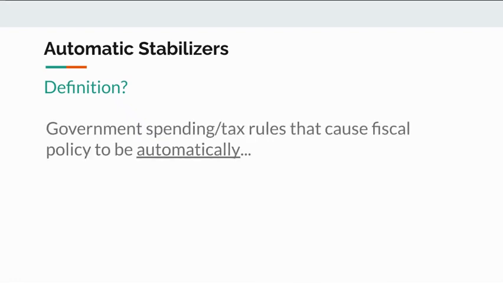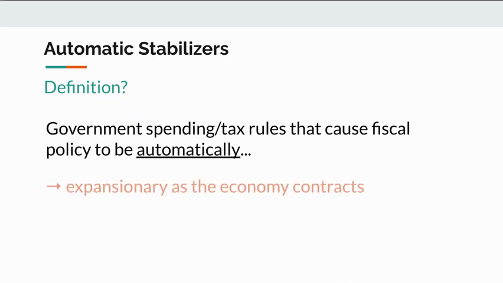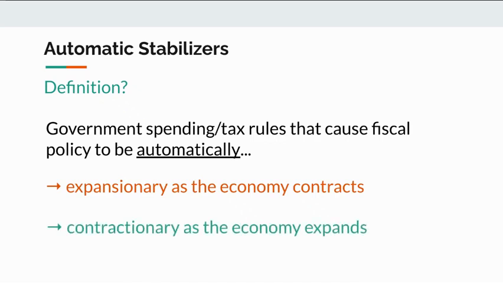Here's a definition. These are government spending and tax rules that cause fiscal policy to be automatically expansionary as the economy contracts and automatically contractionary as the economy expands. This is the opposite of discretionary fiscal policy, which we talked about last class, where the government can actively choose to spend or not spend. These are automatic stabilizers. They are already built in to how our economy functions, and they will dampen the effects of both an expansion and a contraction.